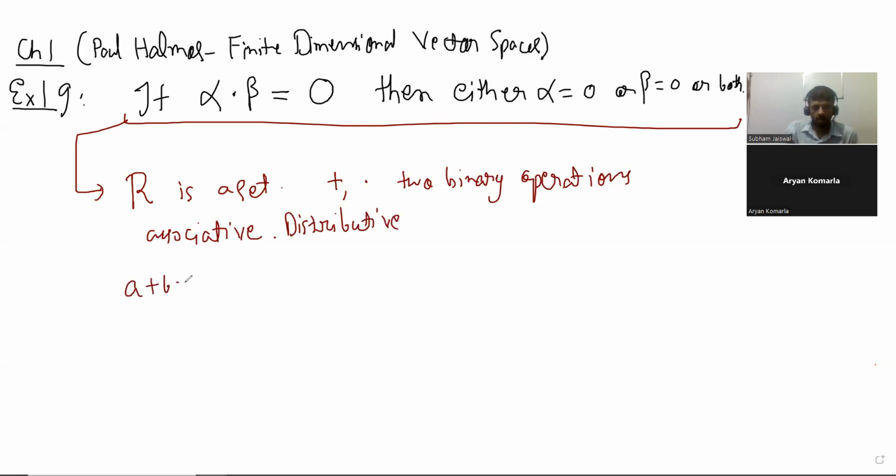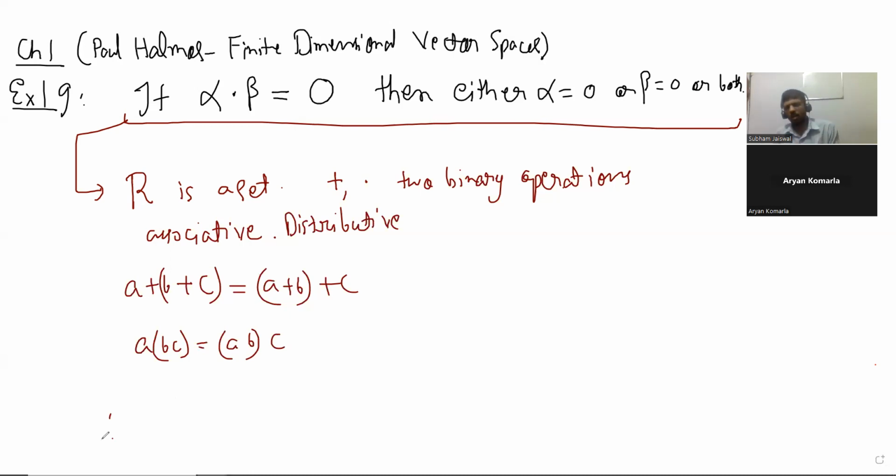Given a and b, there corresponds an element a plus b, and it is also associative. There is multiplication like this, and there is distributivity, so I'm not writing that. And what about additive inverse? Let's put additive inverse, but let me not put a unit, no need.